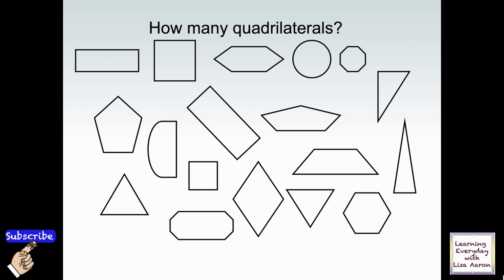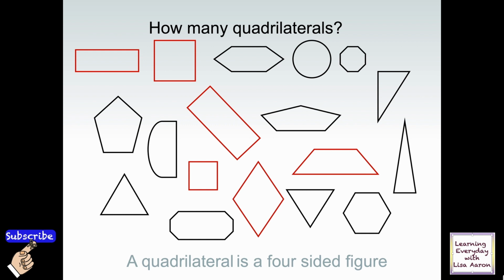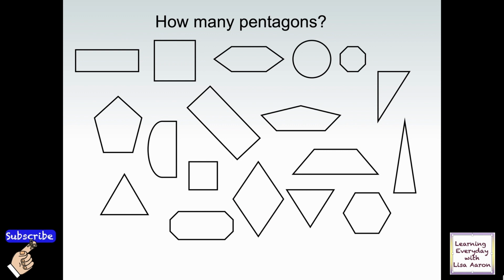How many quadrilaterals do we have? A quadrilateral is a four-sided figure. Did you find them all? How many pentagons? Pentagons are five-sided figures. There's only two.